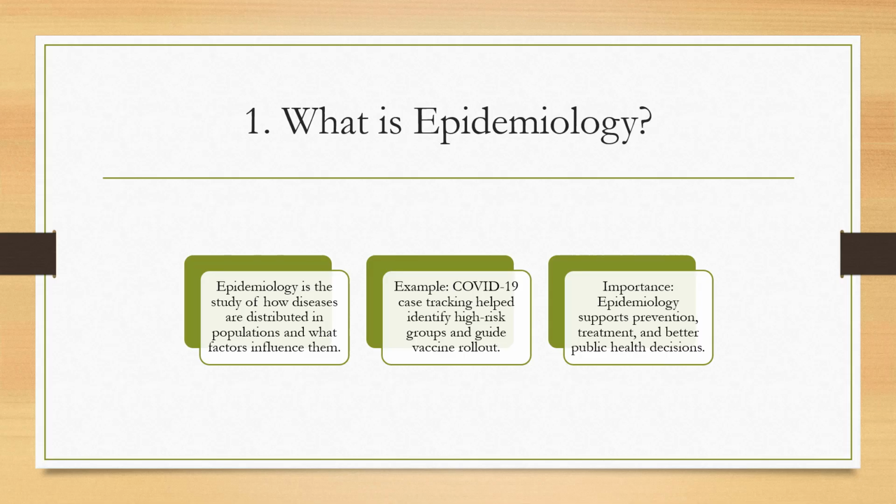A good example is COVID-19. During the pandemic, epidemiologists found that older adults and people with chronic disease are more likely to become severely ill. They also discovered that crowded indoor spaces increase transmission. These findings help government prioritize vaccines and create public health guidelines such as masking and social distancing. So this example shows how epidemiologists use research outcomes to guide prevention strategy and protect communities.